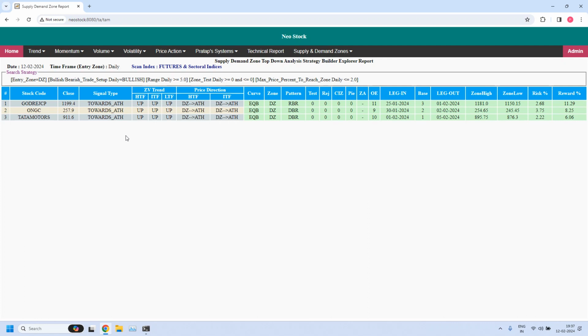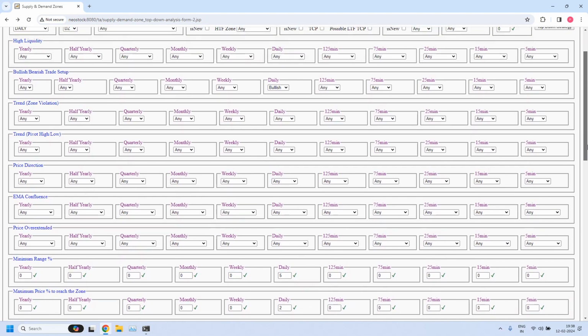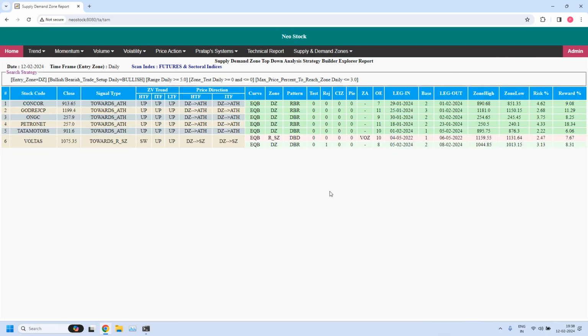Suppose all these stocks are moving towards all-time high, and tomorrow they do not turn back, do we get an entry? No, that risk is there. That's why we will check the 3% level also, to see how many stocks there are. In the 3%, all these 3 stocks will come, and maybe some new stocks too. So I am changing the maximum price percent to reach the zone from 2% to 3%. Now the list is increased to 6.